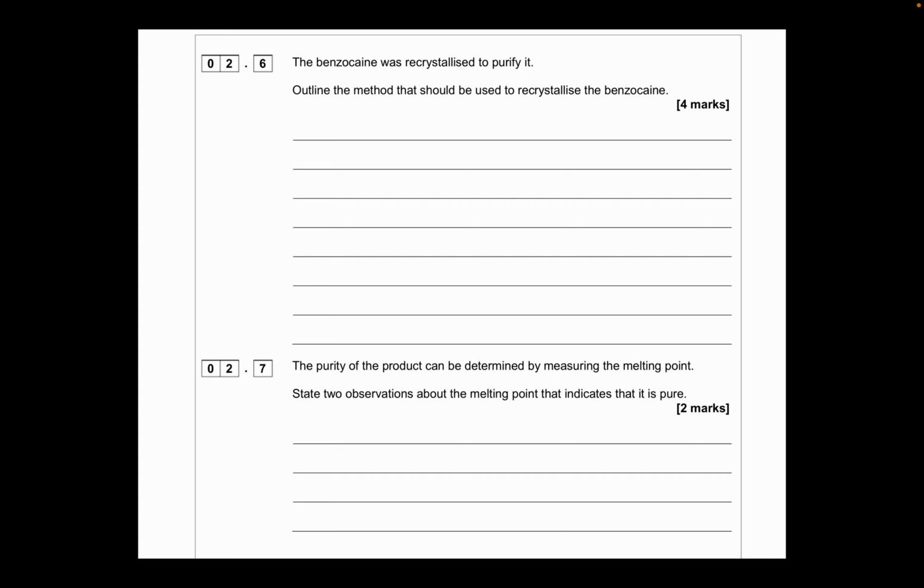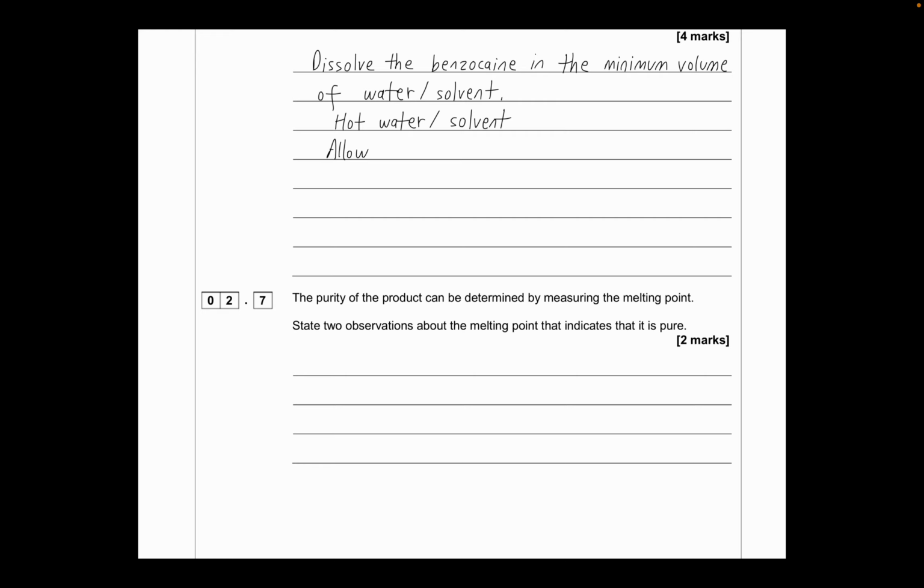You just have to memorize some of these steps. You're going to dissolve the benzocaine in the minimum volume. That minimum volume is a really critical keyword, and you're going to use a minimum volume of water, or you can mention the word solvent. On top of that, you're going to use hot water, or solvent can also be mentioned. You're going to allow the solution to cool.